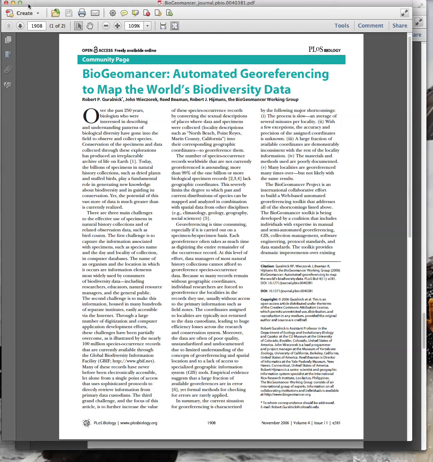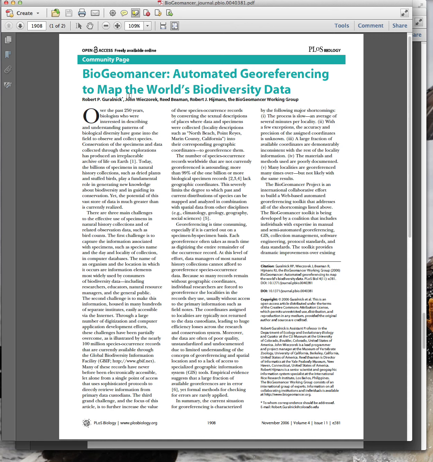Okay, one more article. This one is called Biogeomancer, Automated Georeferencing to Map the World's Biodiversity Data. This is published in PLOS Biology, which is a great journal, one that makes their publications free of charge, so I really appreciate that. So Biogeomancer is going to be a little more of a broad overview, and it's going to talk just about georeferencing.